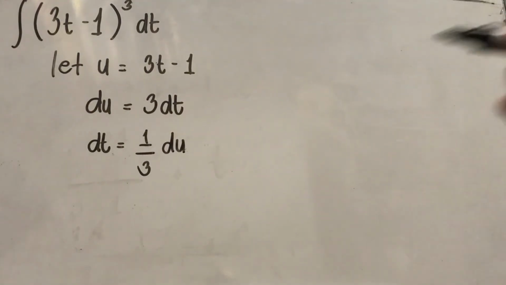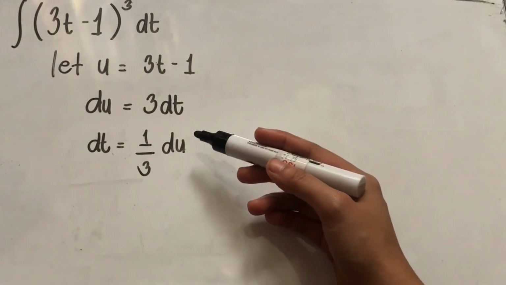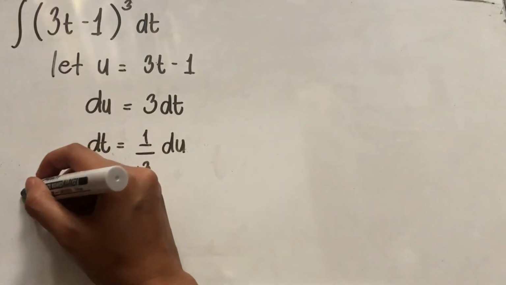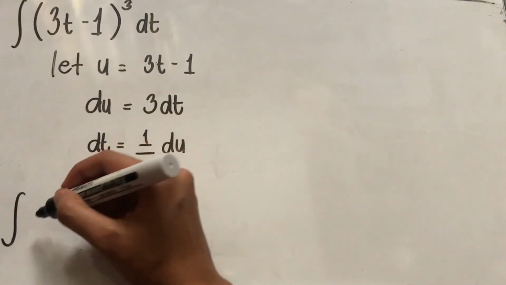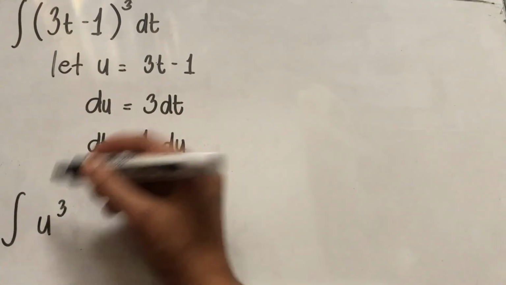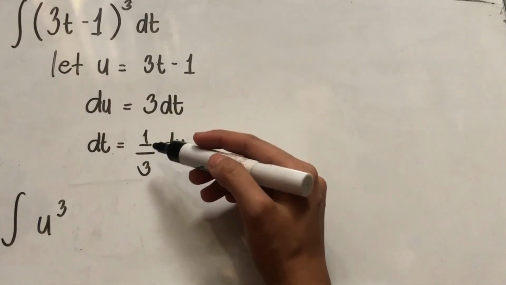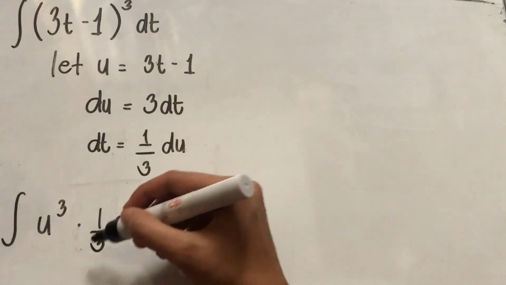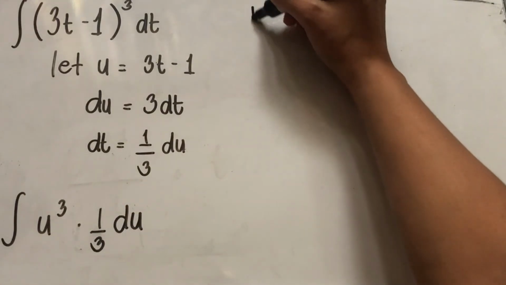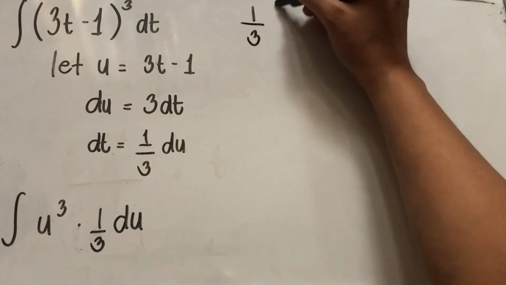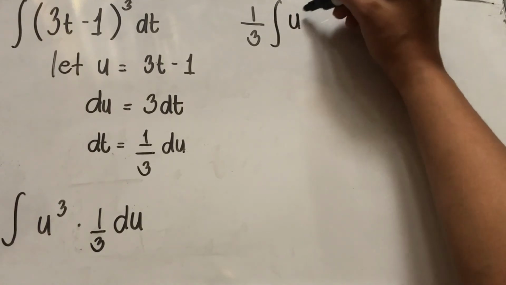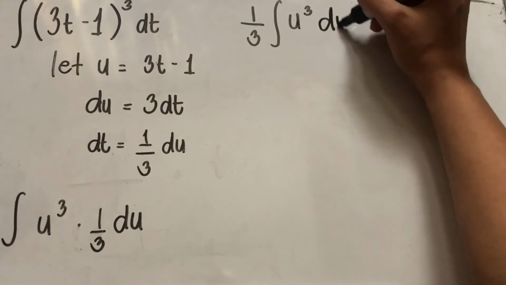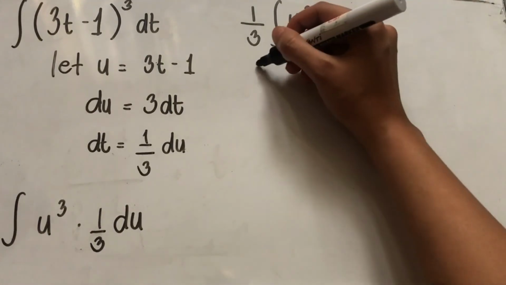Now, we can substitute these variables in the given equation. So, we integrate u cubed, substitute dt, we now have 1/3 du. Since 1/3 is just a constant, we can apply the constant rule. So, we let 1/3 outside the integral sign. So it will be 1/3 the integral of u cubed du.